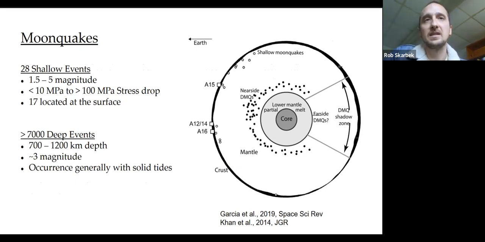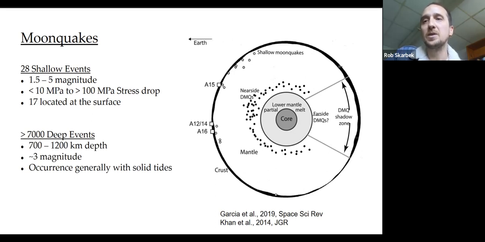So from 1969 to 1977, there were 4 seismometers on the moon. And so the cartoon here is showing those seismometers' locations as the open squares. And then the open and filled circles in the cartoon show the relative locations of the shallow and deep quakes that were recorded. So the seismometers recorded 28 shallow events, and these had magnitudes from between 1.5 to 5, and a few had estimated stress drops of over 100 megapascals. So that's how much stress is released by the event, and that's quite large. The stress drop doesn't necessarily correspond to the spatial size of an event, but for comparison, the Tohoku earthquake in Japan in 2011 had stress drop estimates of about 20 megapascals.